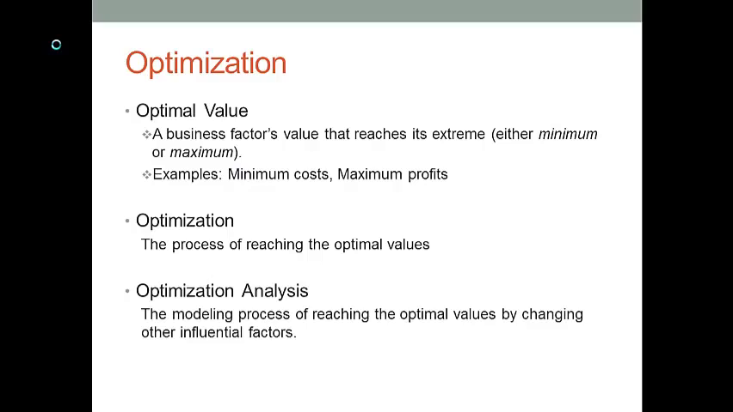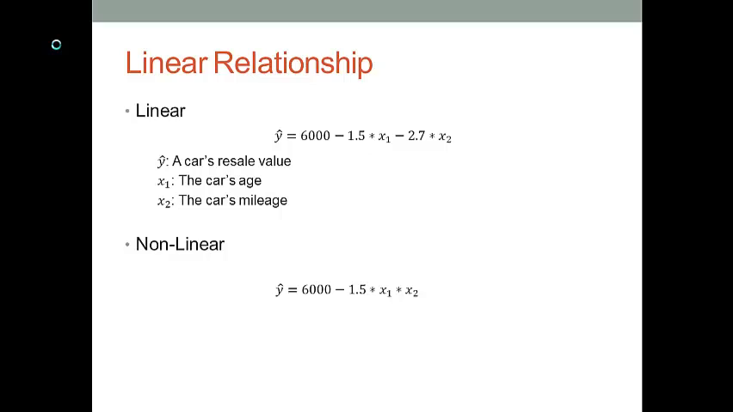Certainly, if we want to reach the optimal values, such as minimum cost or maximum profit, we have to consider several influential factors. If we can find out how these influential factors influence us to reach the optimal values, this analysis process is called the optimization analysis process. In this lecture, I will talk about the first type of optimization analysis. It's called the linear optimization analysis.